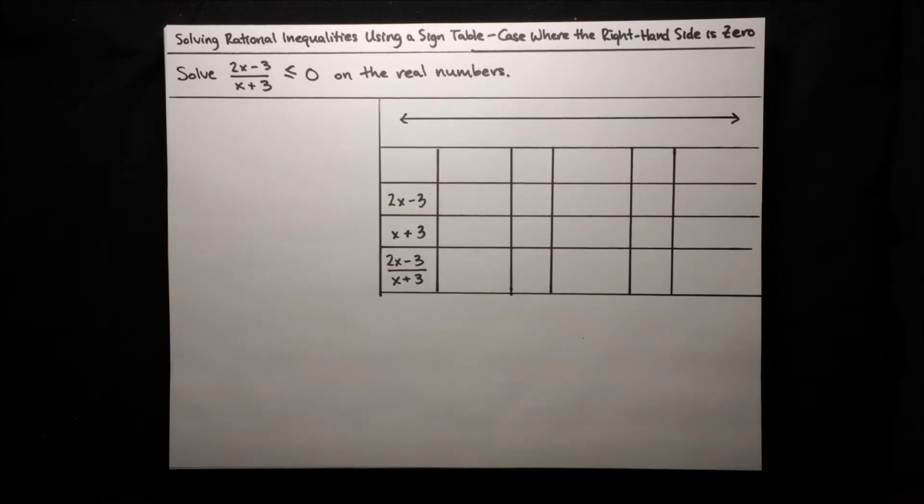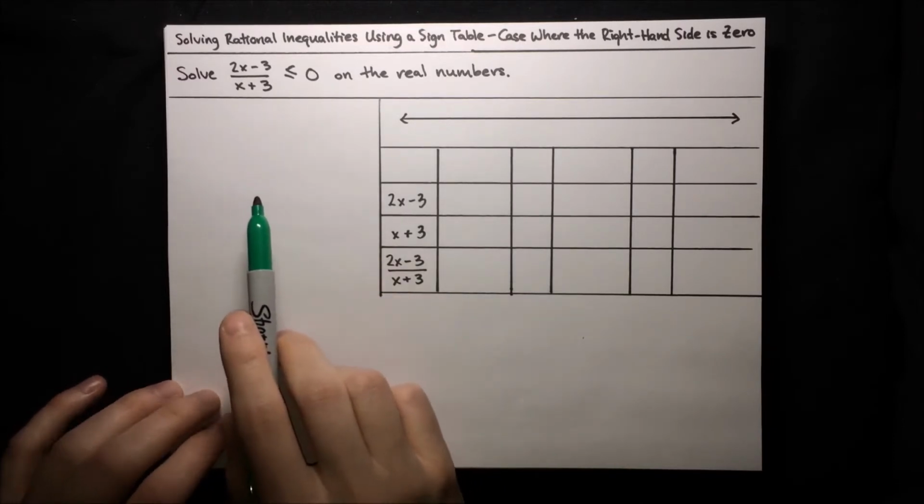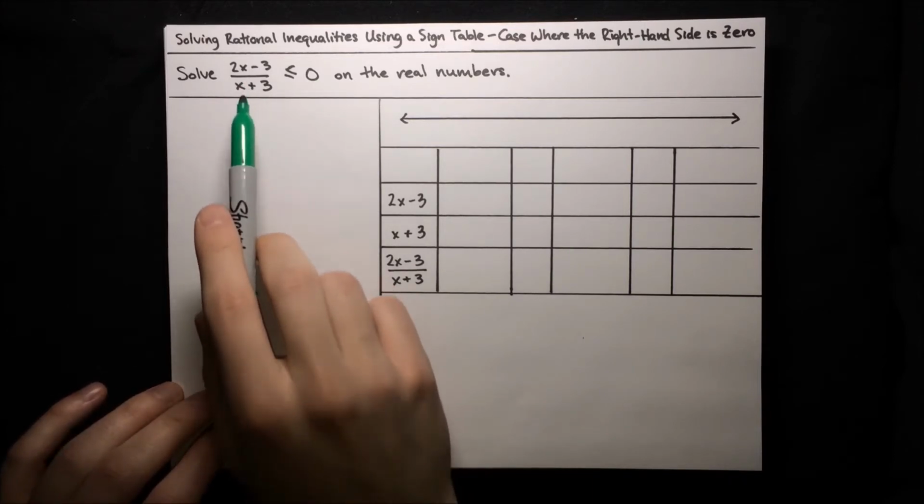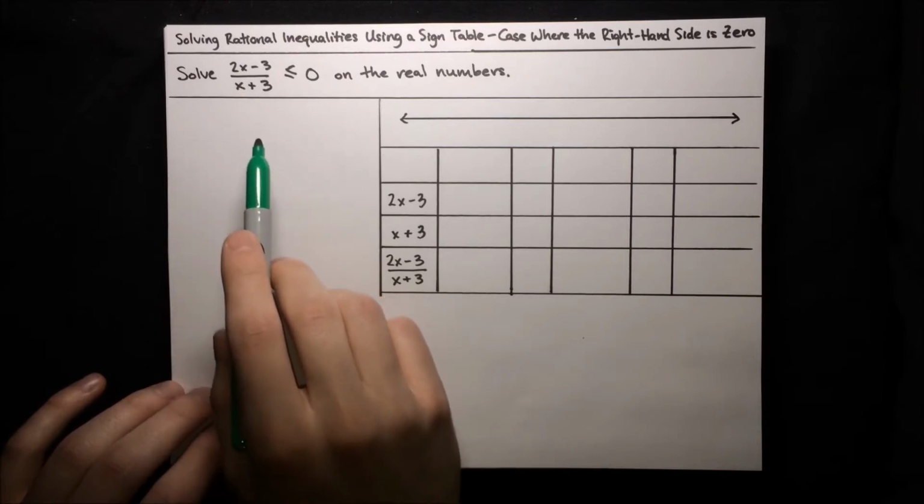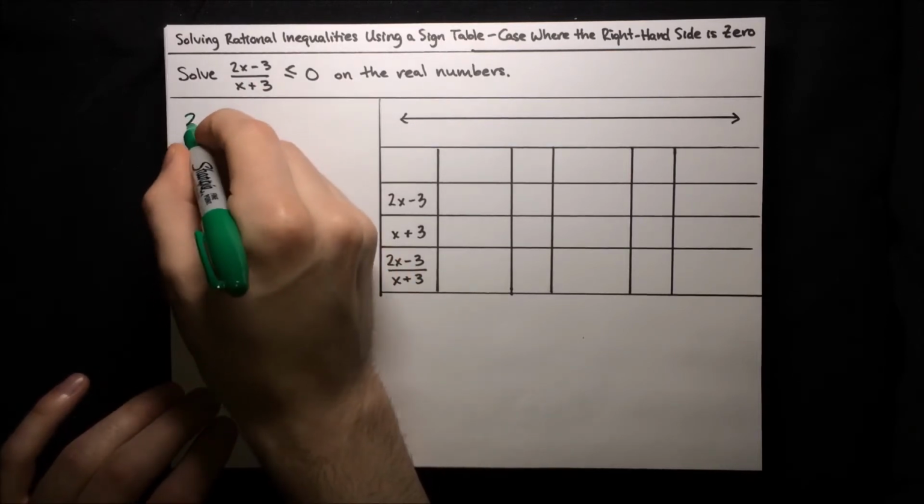The way we do this is going to be very similar to the way we solve polynomial inequalities using a sign table. To use a sign table on a polynomial inequality, we started out by finding the roots of the left-hand side, and we're going to do a similar thing here. Let's first find the roots of the left-hand side of this rational expression. Roots are just where the numerator is 0, so that's when 2x - 3 equals 0.